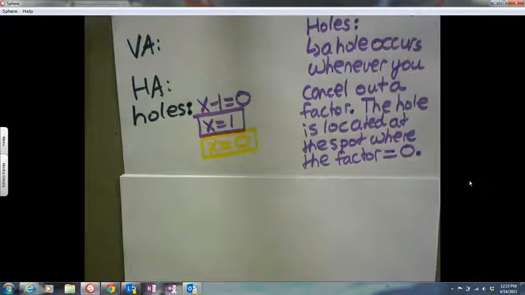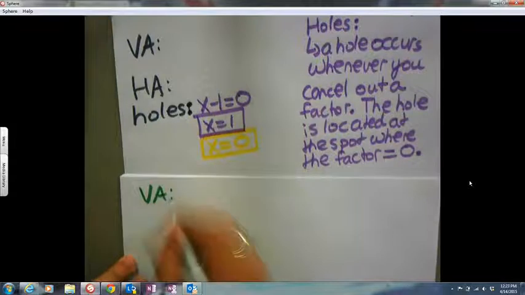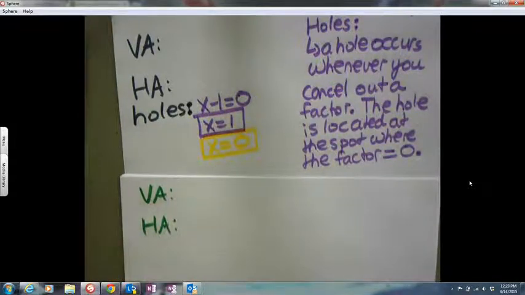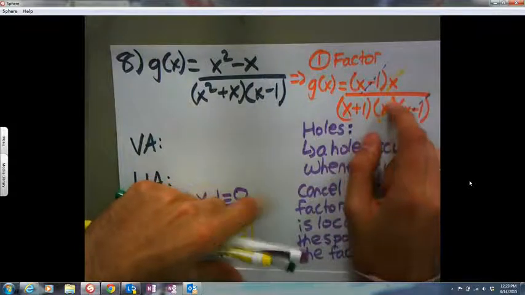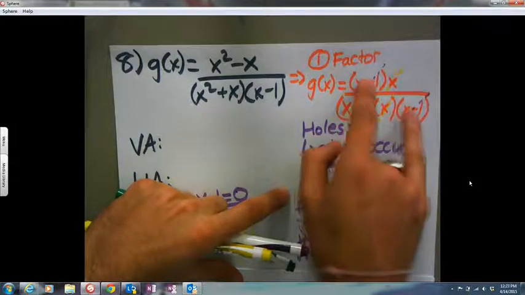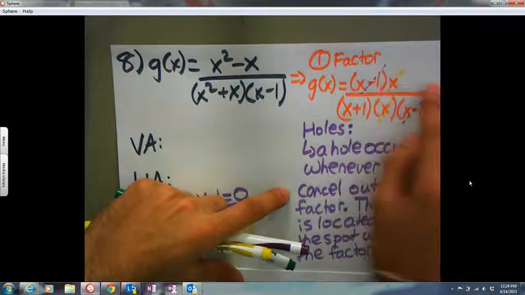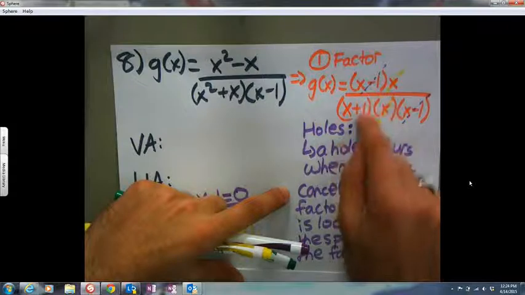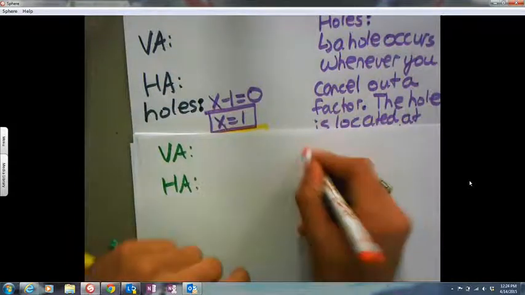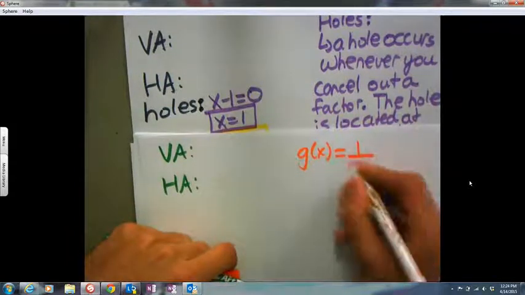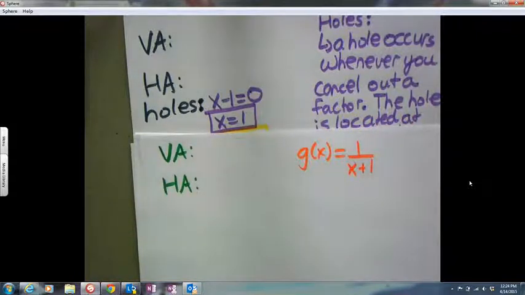So we want now the VA and the horizontal asymptote. And rather than using this super complicated function, let's just use the simplified version, which means these x's are gone and these x minus 1's are gone. So all I have left is on the top I have 1, and on the bottom I have x plus 1. Much easier to deal with. So let's just deal with this new g of x a little bit easier because we have removed the holes. So g of x equals 1 over x plus 1.